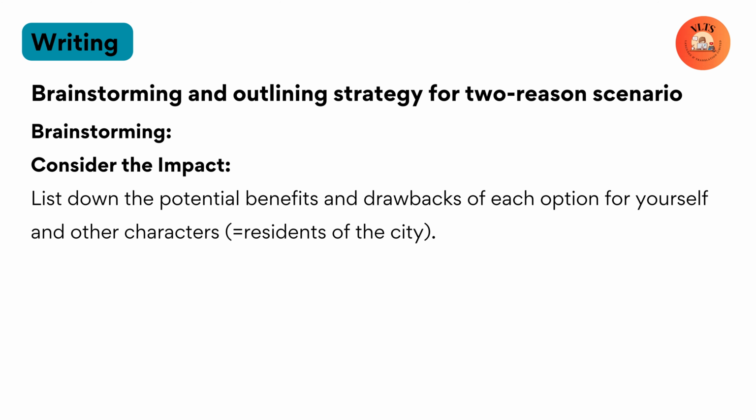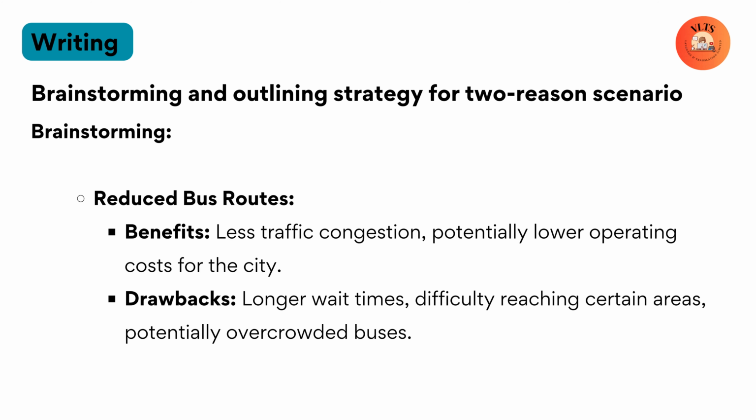Number one is to consider the impact. List down the potential benefits and drawbacks of each option for yourself and other characters mentioned in the scenario. The first option is reduce bus routes. Benefits: less traffic congestion, potentially lower operating costs for the city. Drawbacks: longer wait times, difficulty reaching certain areas, potentially crowded buses.